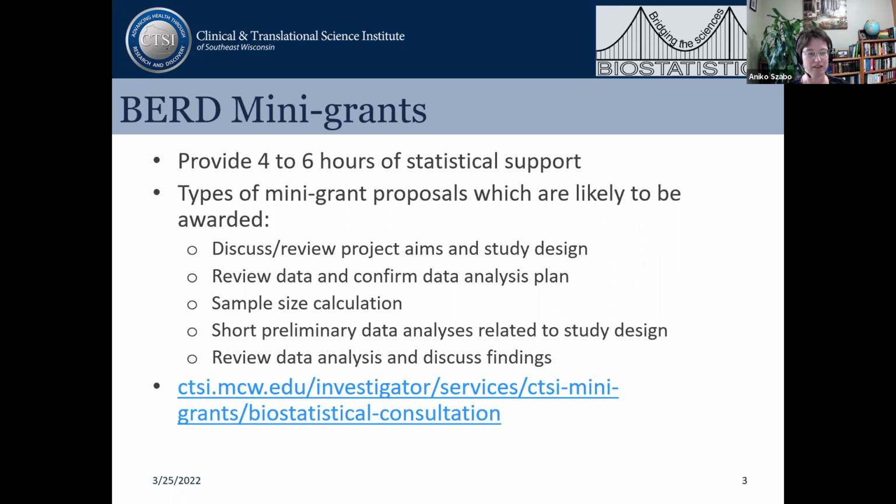And you can apply on the CTSI website. There's a link for these mini grants. And again, they're essentially automatically approved as long as it sounds like anything remotely related to statistics you would want to talk to us about.